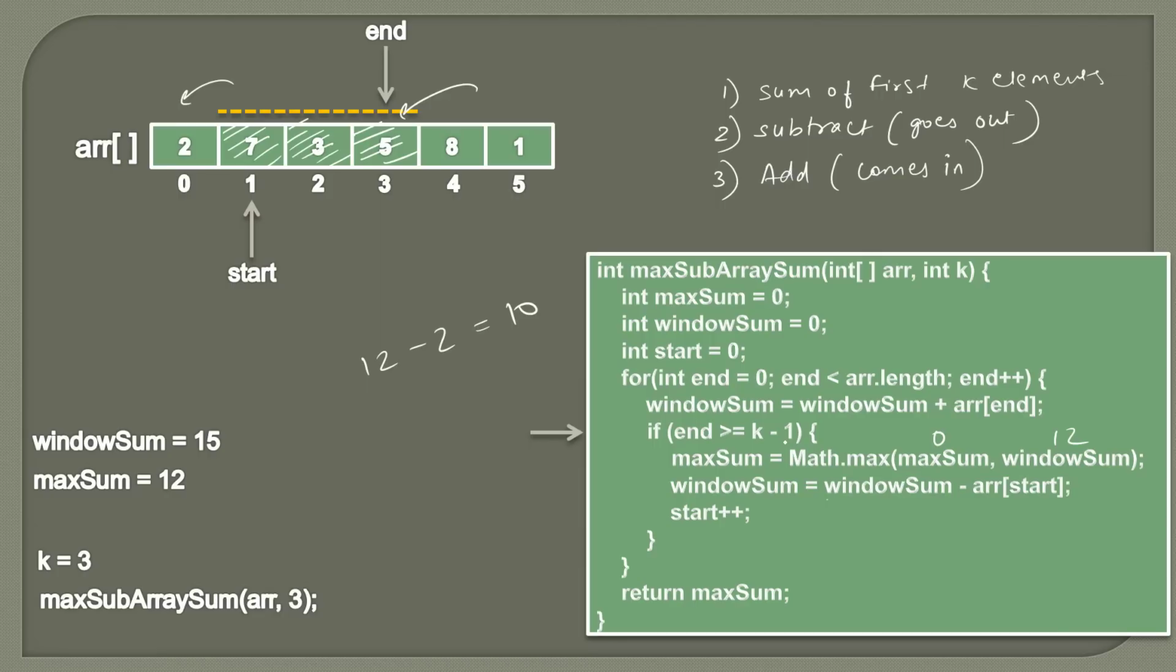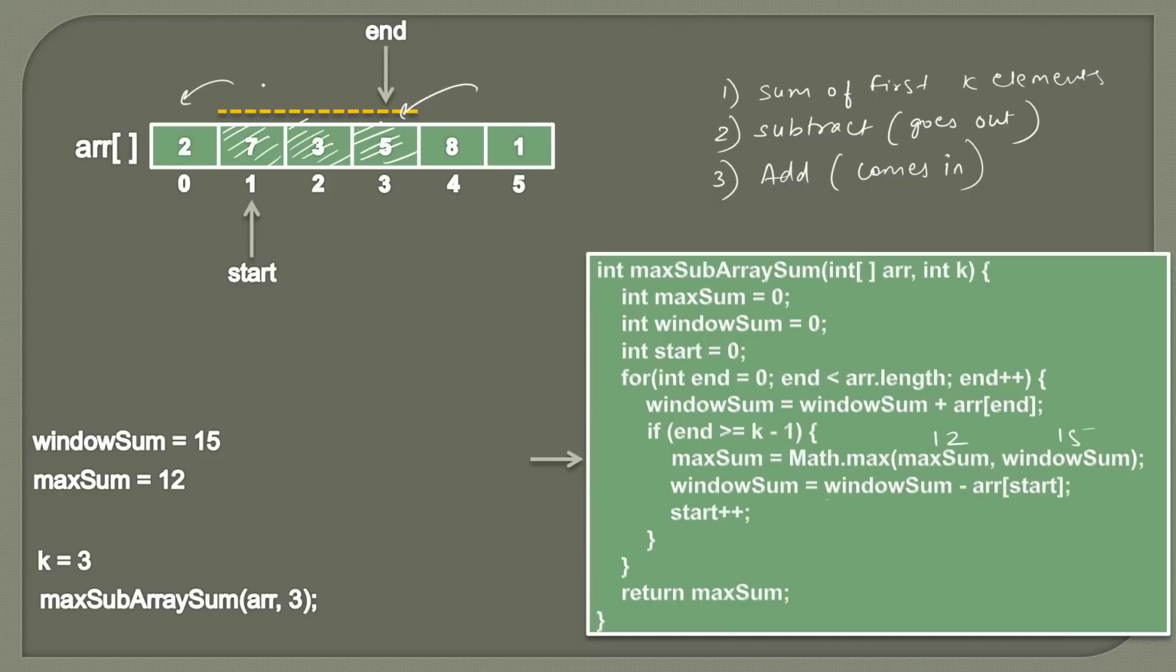This condition comes out to be true because the value of end is 3, and 3 is greater than or equal to 2. Here you can see our window sum is 15 and max sum is 12. We simply compare these two values, and if window sum is greater than max sum, we assign that value to max sum. So we take these two values, 12 and 15, and whichever is the max among the two, we assign it to max sum, because we need to return the maximum sum of a subarray of size k.